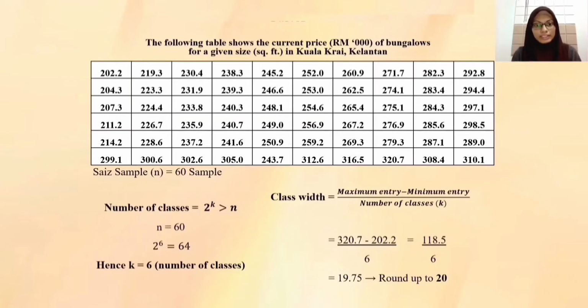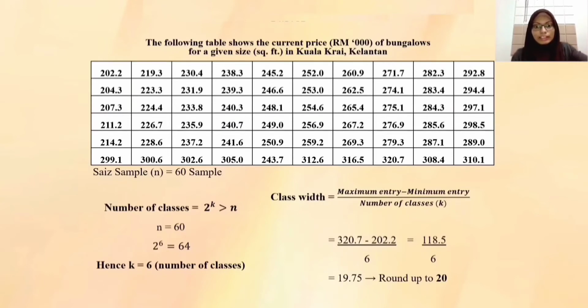The following table shows the current price of bungalows for a given size in Kuala Krai, Kelantan. It has many data, so we just take a sample of 60, where n, which is the sample size, equals 60, and we need to find the number of classes using 2^k. So n equals 60, we try 2^6, and it is equal to 64. Hence k equals 6, so the number of classes is 6.